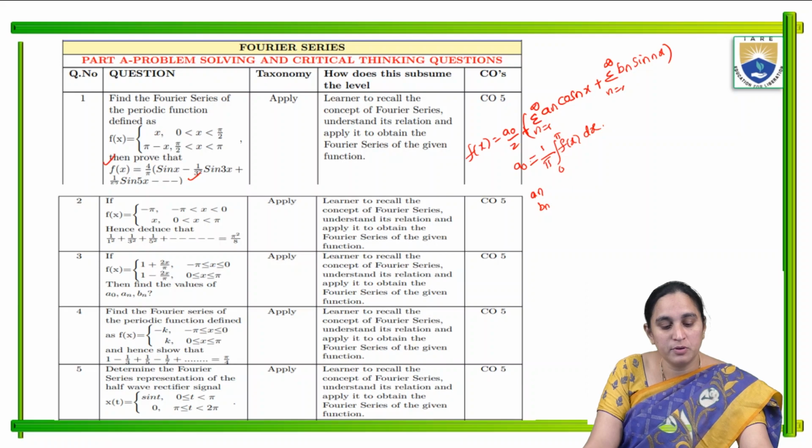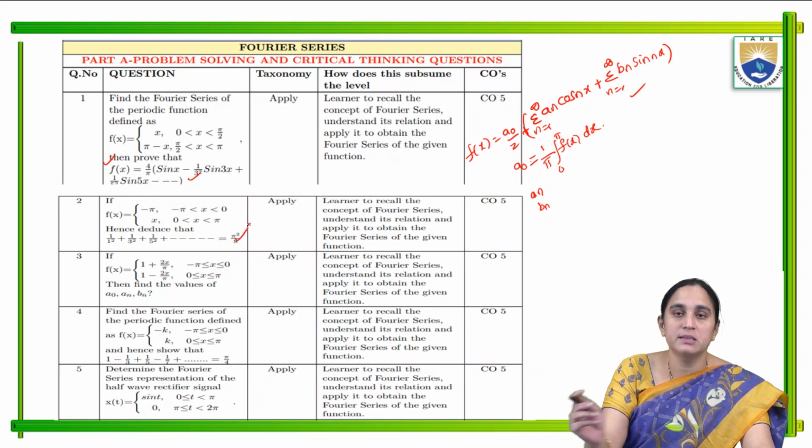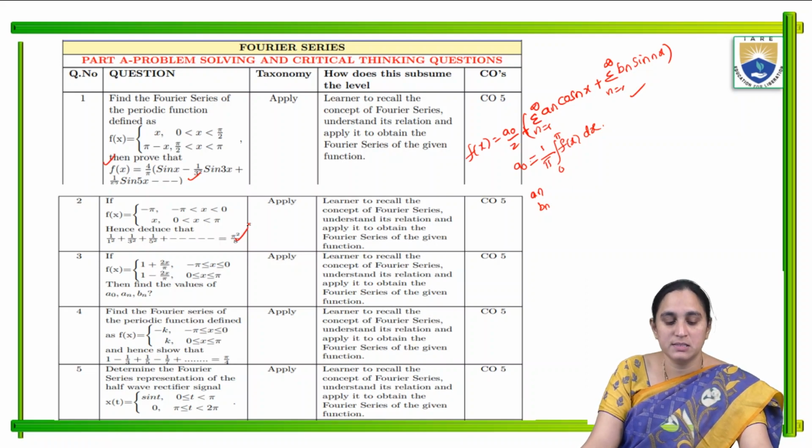For that we have to verify according to the given formula, same as the first question: f of x is equal to a naught by 2 plus sigma n is equal to 1 to infinity a n cos n x plus sigma n is equal to 1 to infinity b n sin n x. Here the interval is minus pi to pi. According to the given limit points, we have to write the a naught, a n and b n formulas. After getting a naught, a n and b n, we directly get that series. This is the second question.